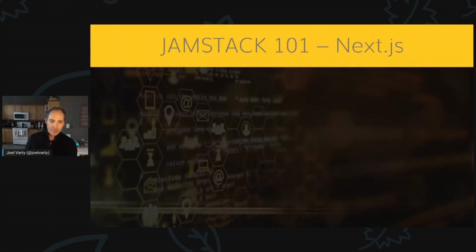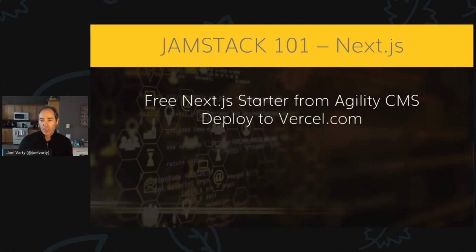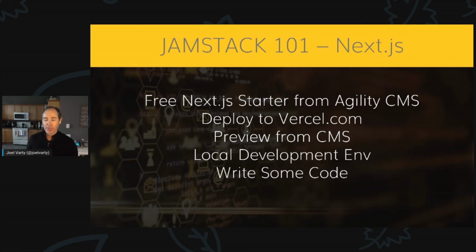So what are we going to learn today? We built a Next.js starter package that connects to Agility CMS that gives you all kinds of benefits to basically get going and get a whole bunch of stuff started, so you don't have to start from a blank page. We're going to show you how to deploy that to Vercel.com using their deploy button. We're going to get preview going from the CMS. And I think that's a big deal. It's one of those things that's typically really hard to get going when you're setting everything up. We're going to get running with the local development environment, and we're going to write some code. We're just going to tinker around a little bit and see how that works.